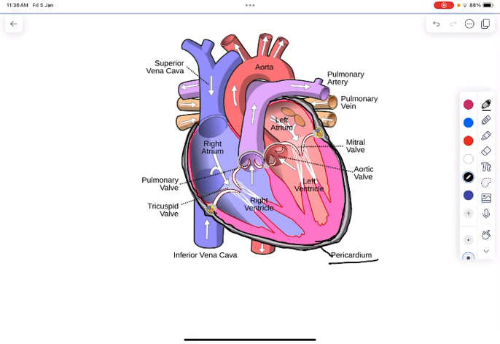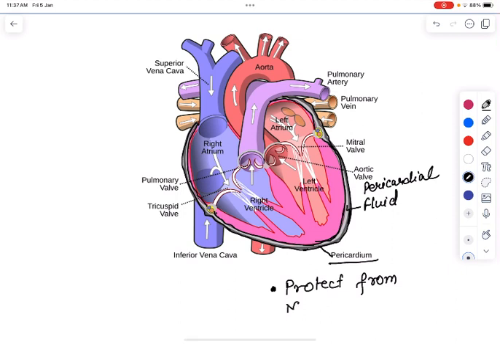And it contains lubricating pericardial fluid which reduces friction between the two membranes. There will be a fluid present. This fluid is pericardial fluid. It helps in the reduction of friction during the heartbeat and protects the heart from mechanical injury. This pericardium will protect it from mechanical injury.